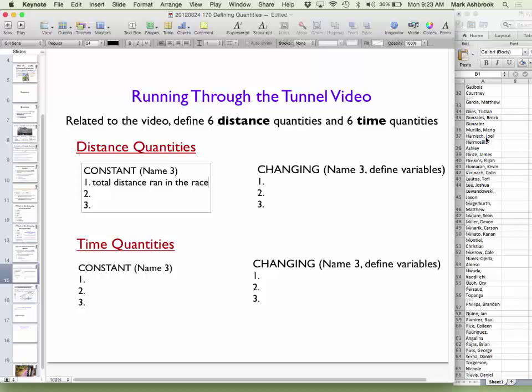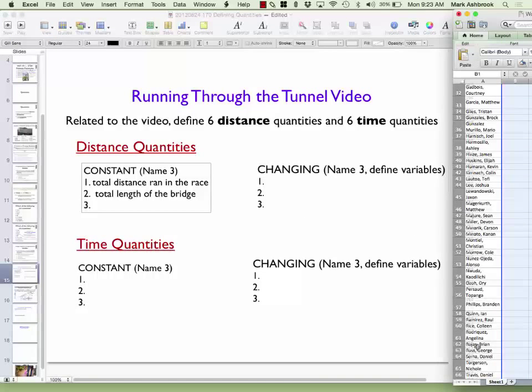Where is Joel H? Tell me another one. The total length of the race. Same thing. Okay, so what's another constant distance quantity? Total length of the bridge. Is it good? Yes, it's a quantity. It's specific. We were talking about the length of the bridge. We could say from the start to the end of the bridge, but that's probably a little redundant. And it's constant. The total length of the bridge is not going to change.